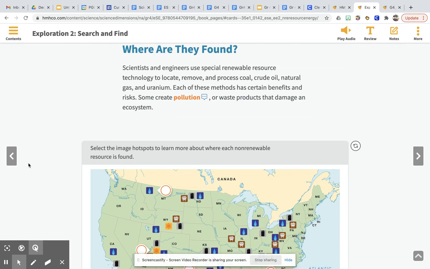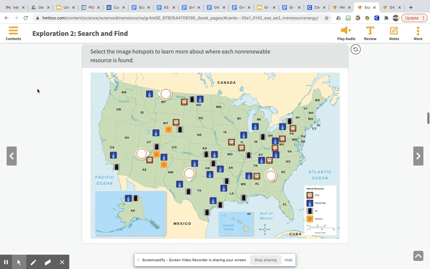All right, guys. So now we're going to talk very briefly about where these non-renewable resources are found. It says scientists and engineers use special technology to locate, remove, and process coal, crude oil, natural gas, and uranium. Each of these methods has certain benefits and risks. Some create pollution, and pollution is waste products that damage the ecosystem, which is something you should all be familiar with. And so let's take a look at this map.